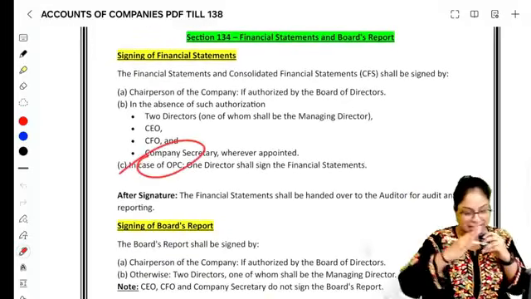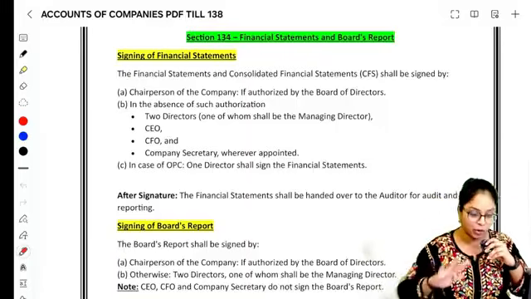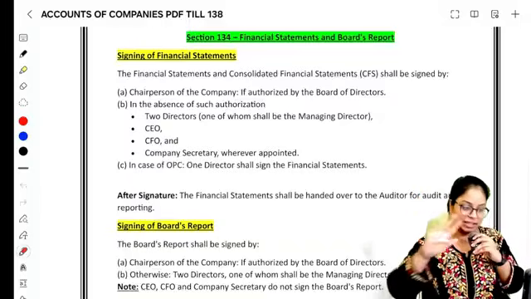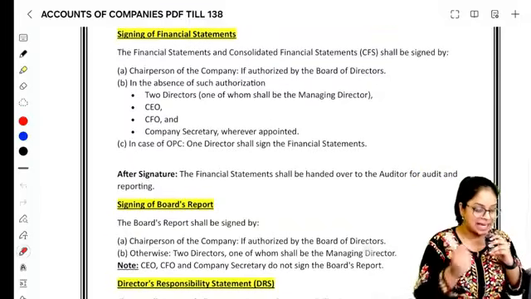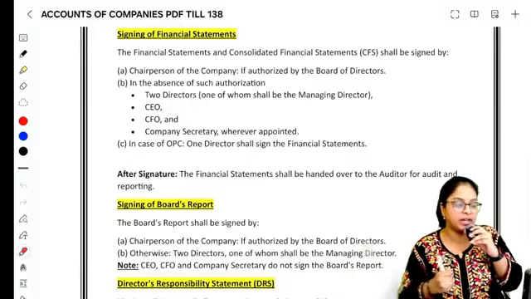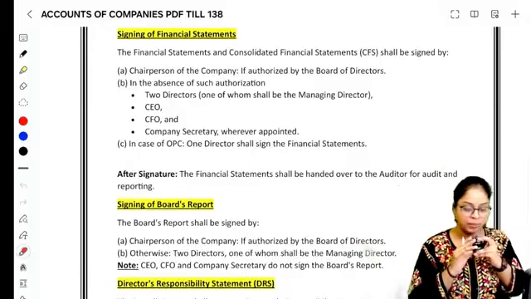In case you are a One Person Company (OPC), one director's signature is enough. Two directors and an MD are not required. One director is enough. And after signing, what will you do? You will hand that over to the auditor for audit and reporting, so that the auditor can do his checking and do the reporting.